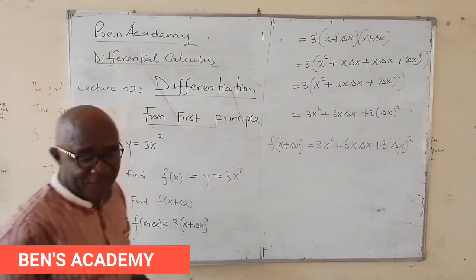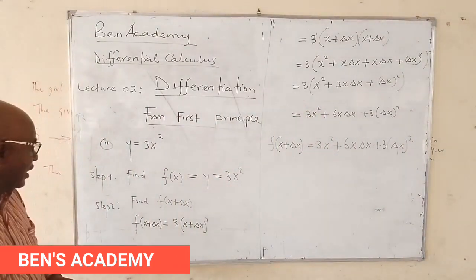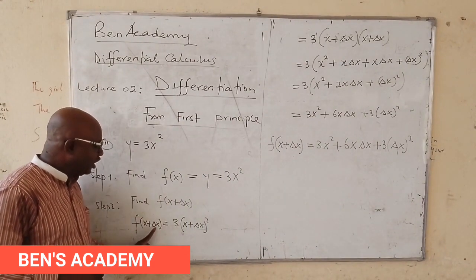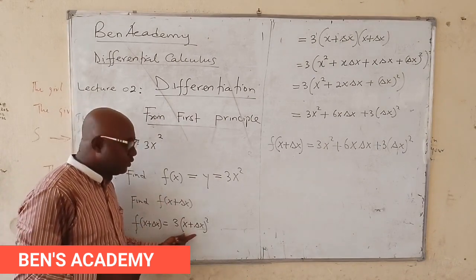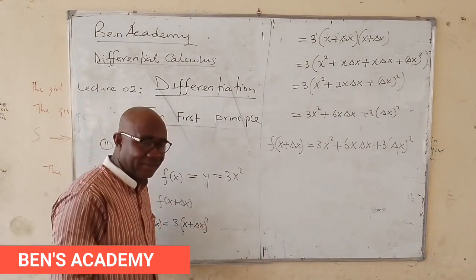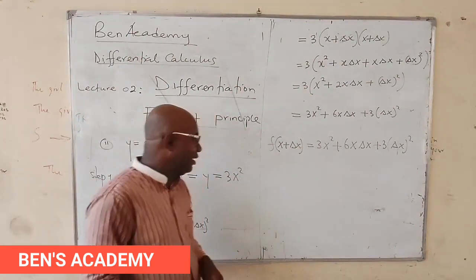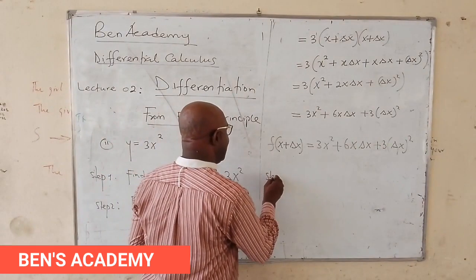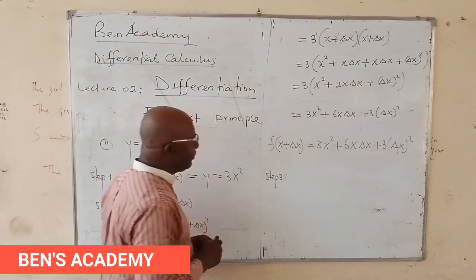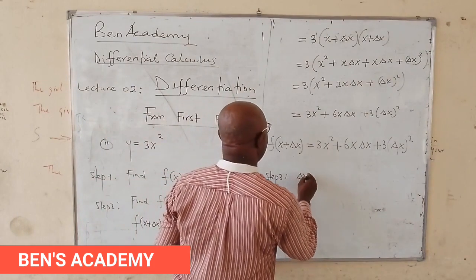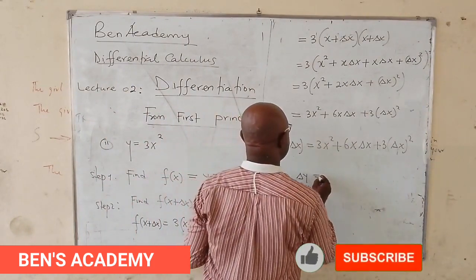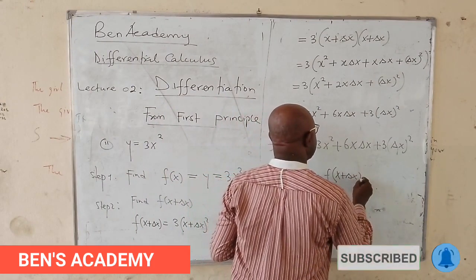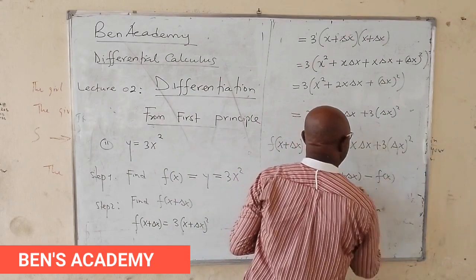Alright, I've so far gotten f of x plus change in x, and I'm through with step 2. Do not forget that once you replace x by x plus change in x and you have an output, the output needs to be simplified further. And that is what I've done by expanding x plus change in x all squared. Now we move to step 3. In step 3, you now find change in y. Don't forget, change in y in functional form is f of x plus change in x minus f of x.